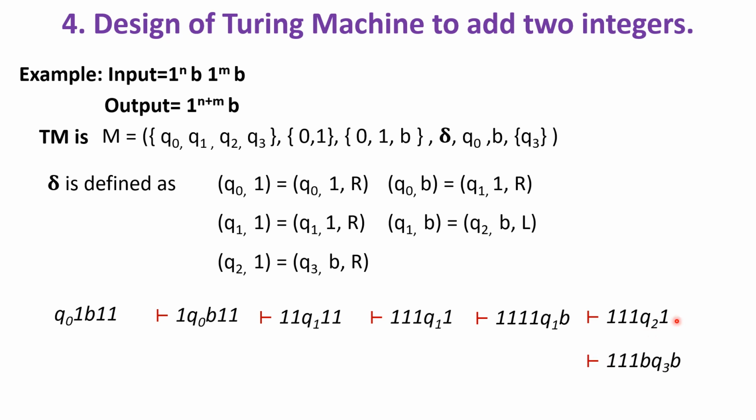Then Q2 will be pointing to the last 1, which must be replaced as blank. Change the state from Q2 to Q3, which is a final state, and move either to the left or to the right. The Turing machine halts at state Q3. Q3 is the final state. Input was 1 blank 1 1. Output obtained is 3 ones followed by a blank.